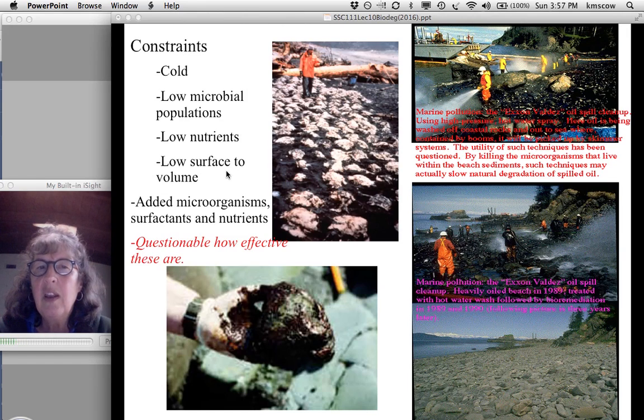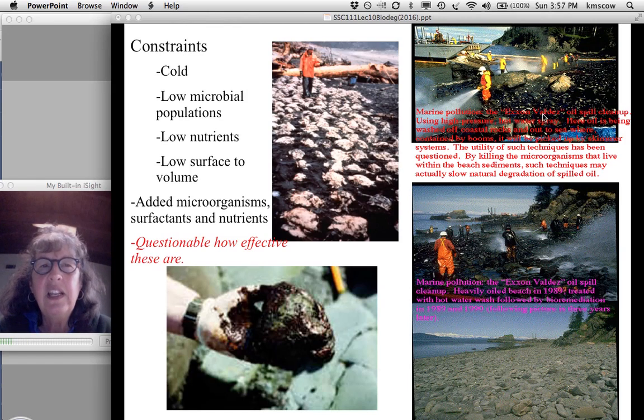And there were a lot of studies done to test to see if adding microorganisms, adding surfactants, adding nutrients, using different combinations of it could help, along these shores where all this oil washed up. And lots of research on that. And I think the consensus is that adding things didn't really help. It just didn't make that much of a difference in cleaning it up.